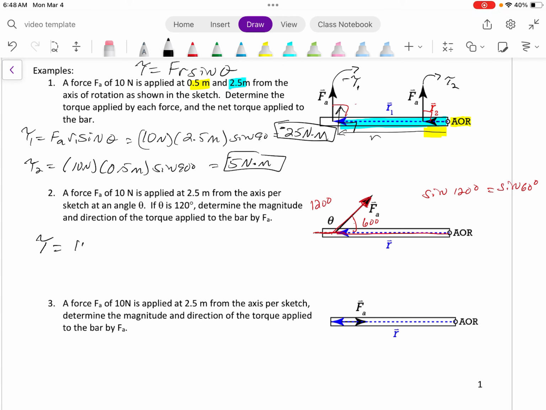Let's finish this. This is 10 newtons. That's the force. The R value is 2.5 meters. The sine of, I don't know, which one would you like to use? I'll say 60. That's probably the one I would have picked. And that will be equal to 21.65 Newton meters. Now this force will cause the torque to be in the clockwise direction, so that is negative, although it did ask for the magnitude. So it'll be a negative 21.65, and the answer, though, is 21.65 Newton meters.